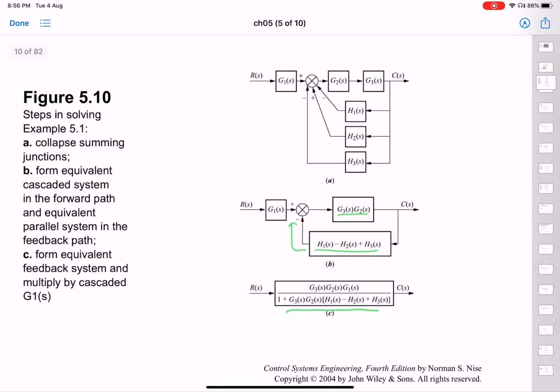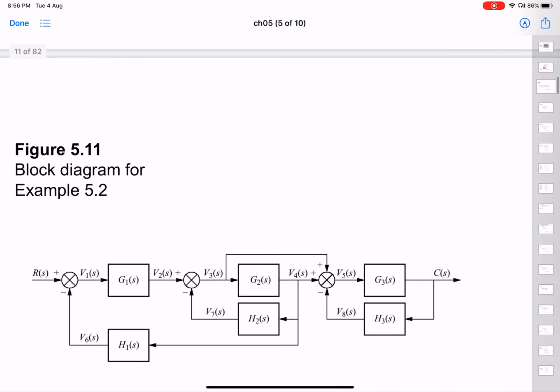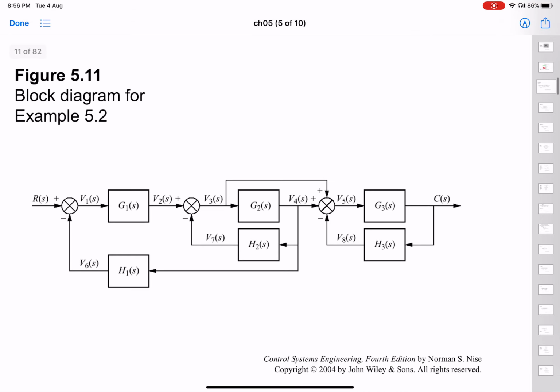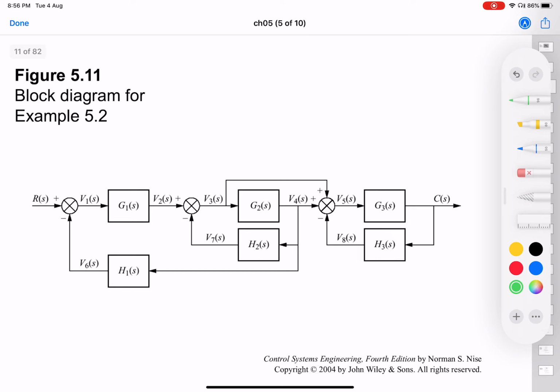Okay, so now let us take another problem. So this is a slightly more complicated example in which you have a number of blocks and a number of summing junctions. Obviously, you cannot simplify this without manipulations. Why? Because suppose you want to simplify this thing that you have here. The problem is that if you simplify this feedback loop, because this is a feedback loop, you have G2 in the forward path, H2 in the reverse path.